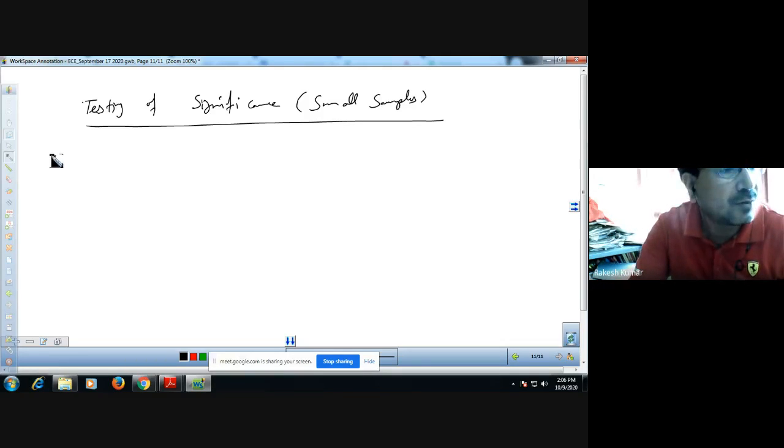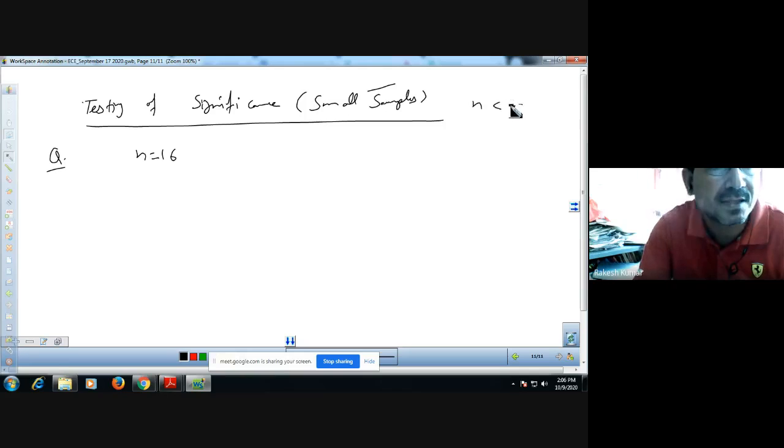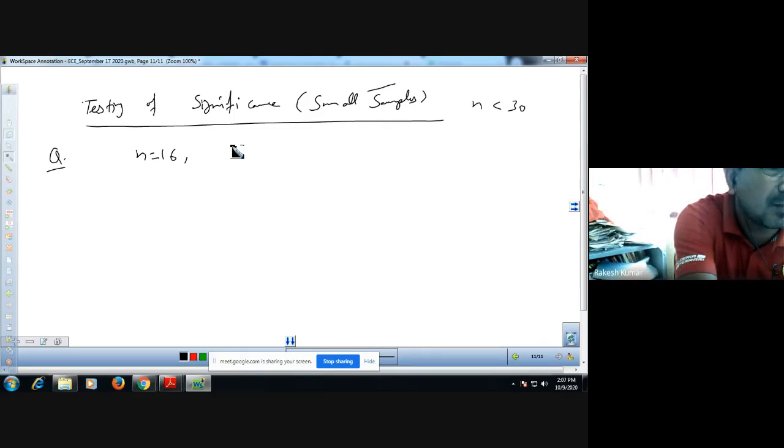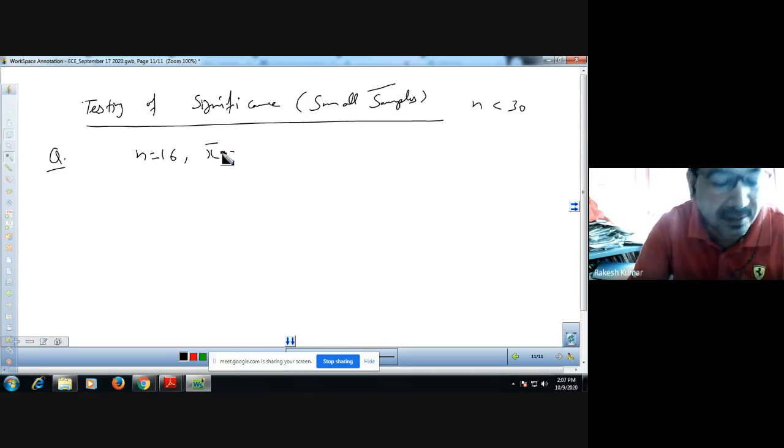So we have a question straight away, and it will be very much clear from the question. We have a random sample of size 16. When we say that we are taking a small sample, then the size should be less than 30. So this is size 16, and the sample mean is given to us, that is 53.